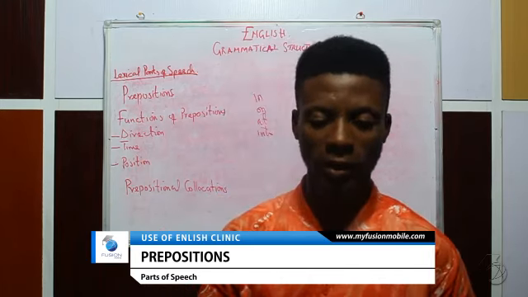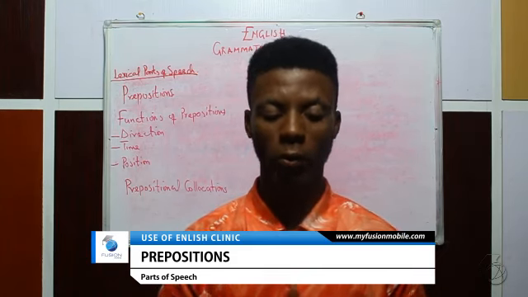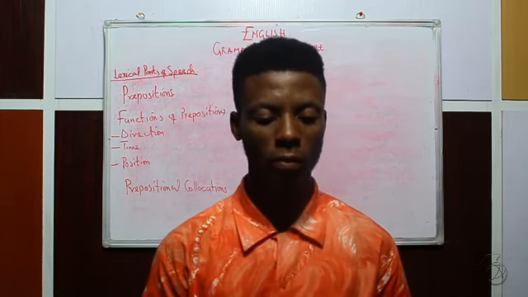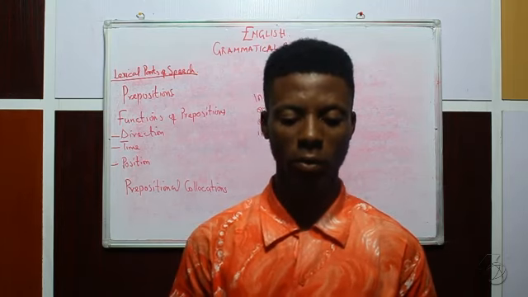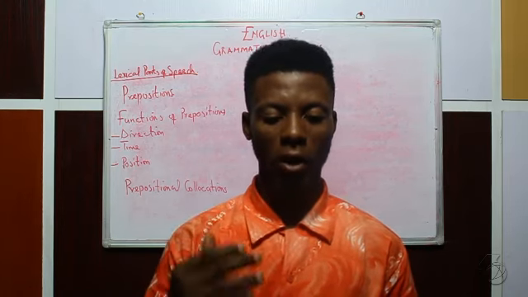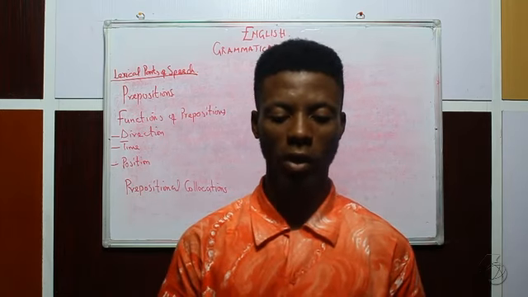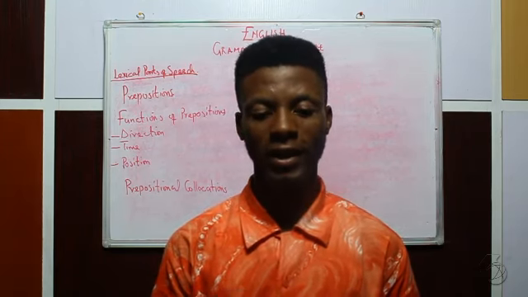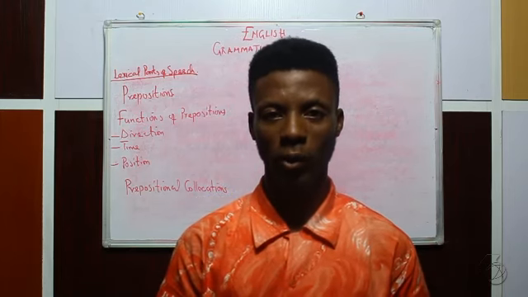I saw her walking along the street. The thief jumped over the wall. The student has just returned from school. She was running towards the hostel. Along, over, from, towards are all prepositions indicating direction respectively in the examples that we just listed.